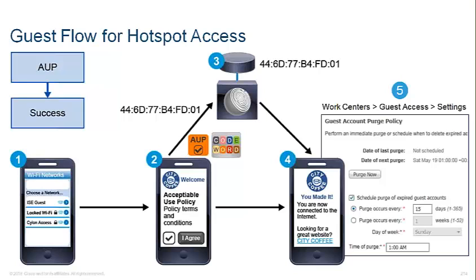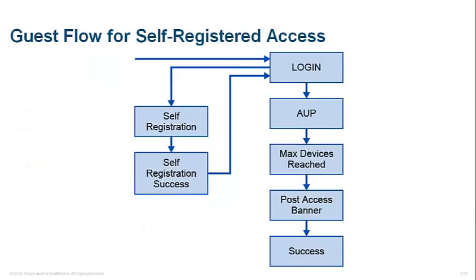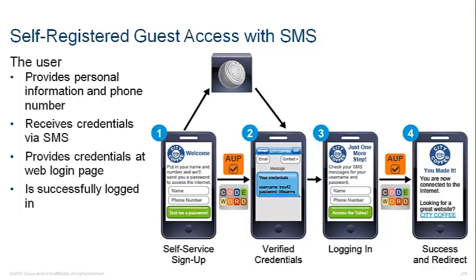Last purge not scheduled. So they're showing us something you could do in the ICE here with the purging of data from the user guest accounts. And a little flow chart here for self-registration, right? So you go up, you log in, you get your AUP. Hopefully you haven't reached max devices. You'll get a post-access banner, and then you're on the network.